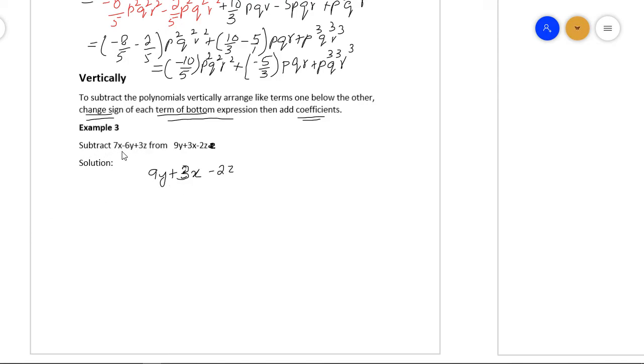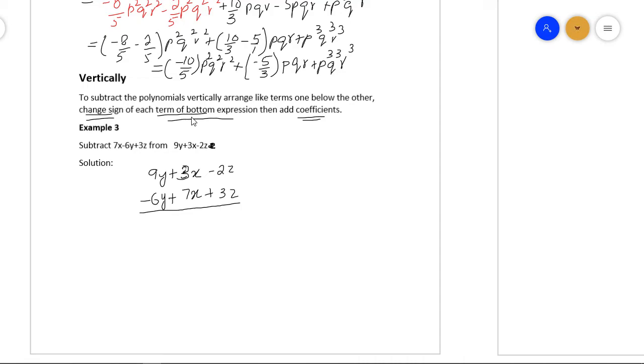Okay, we have to subtract 7x. The first term we will write right below 7x, minus 6y below 9y, plus 3z below 2z. Now what will it become? Okay, we have written the polynomials, the terms just like term one below the other.